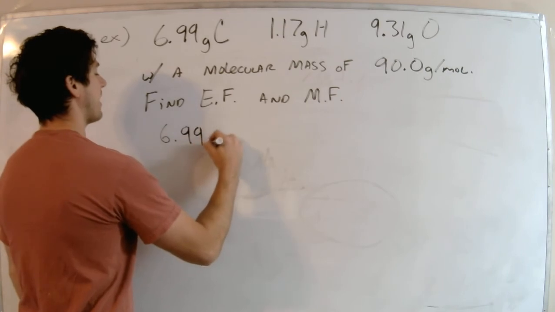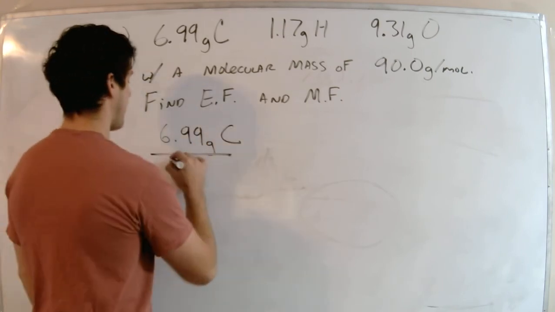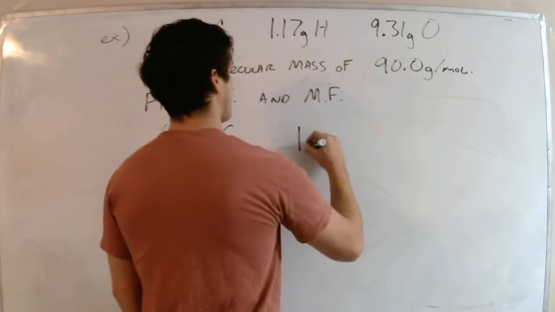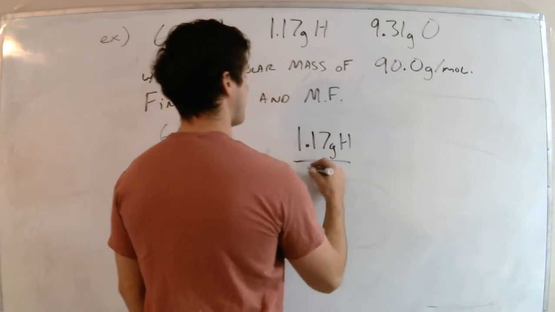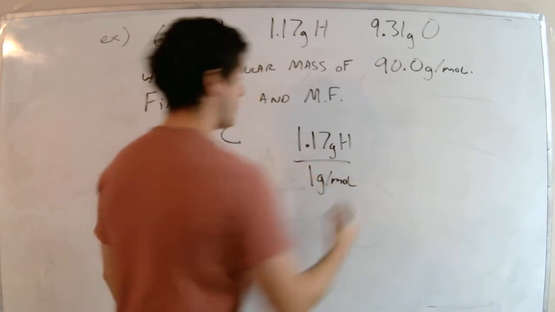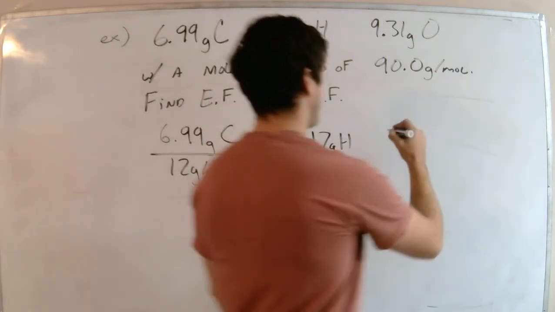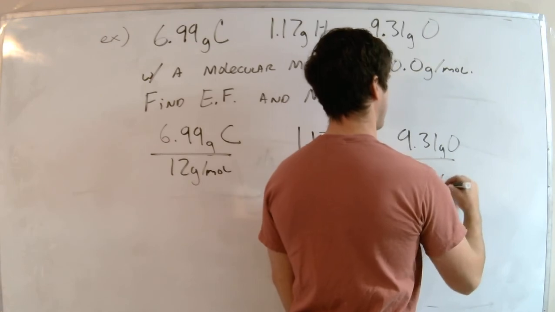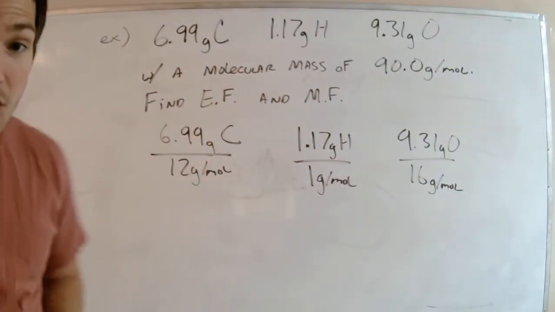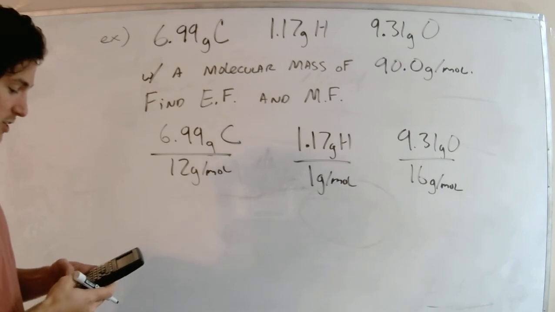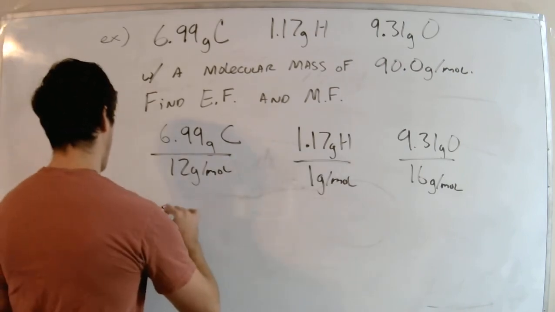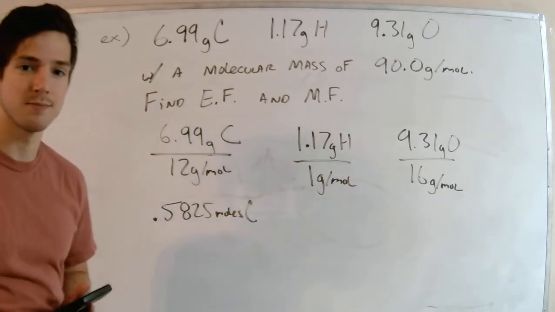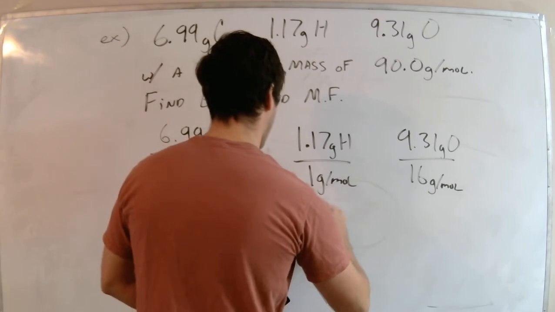We got 6.99 grams of carbon. We're going to divide by 12 grams per mole, or its molar mass, to get moles. We're going to take 1.17 grams of hydrogen and divide it by its molar mass to get moles. And we're going to take 9.31 grams of oxygen and divide it by its molar mass of 16 to get moles. Now I'm going to go ahead and plug in this first one into the calculator. 6.99 divided by 12 is 0.5825 moles of carbon. I don't need a calculator for this one because I went to college.